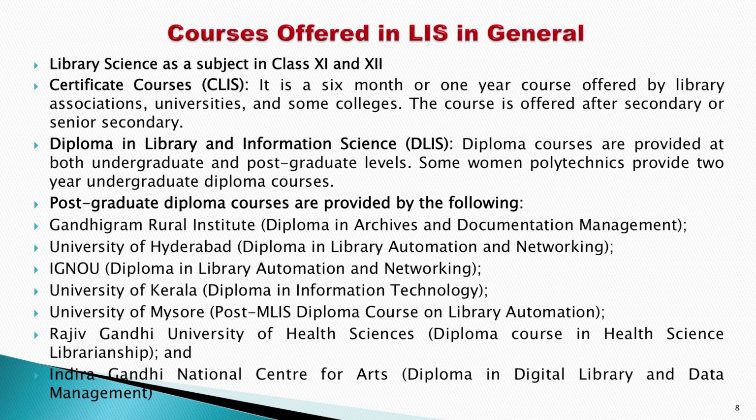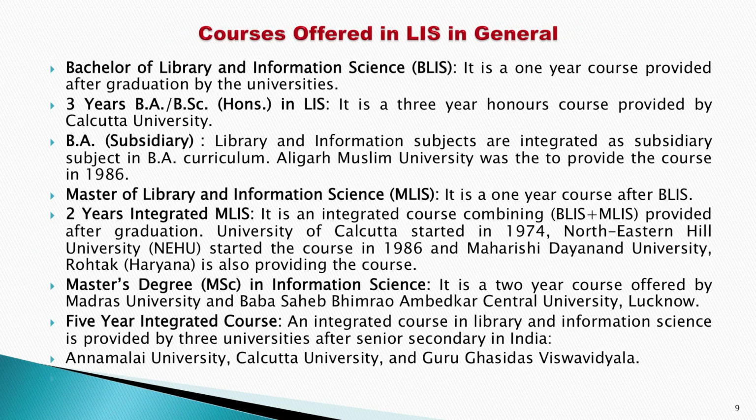Rajiv Gandhi University of Health Sciences provides a diploma course in health science librarianship, and Indira Gandhi National Centre for the Arts provides a diploma in digital library and data management. Bachelor of Library and Information Science, BLIS course: it is a 1-year course provided after graduation by universities. 3 years BA or BA Honors in LIS: it is a 3-year honors course provided by Calcutta University.